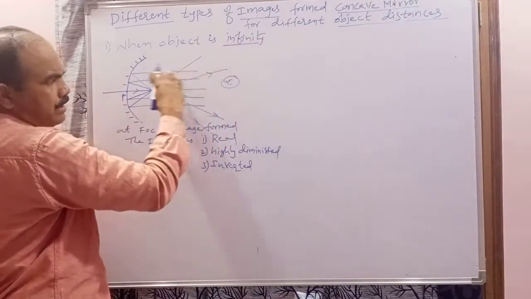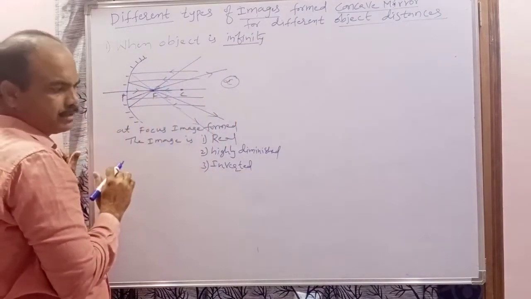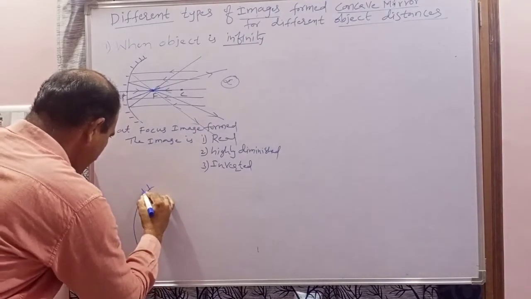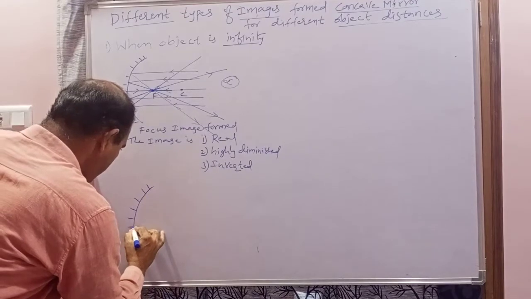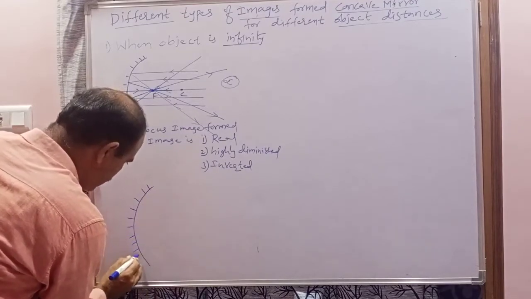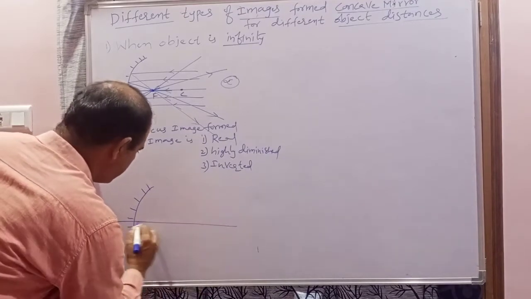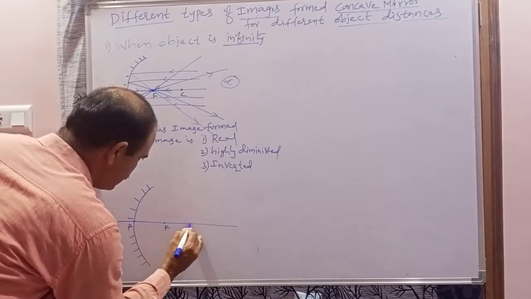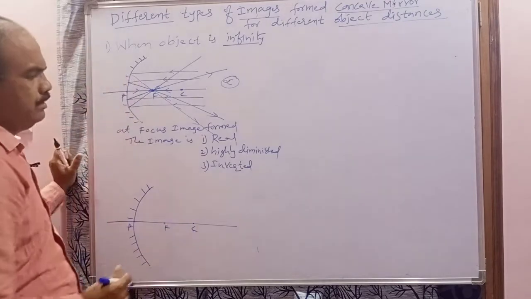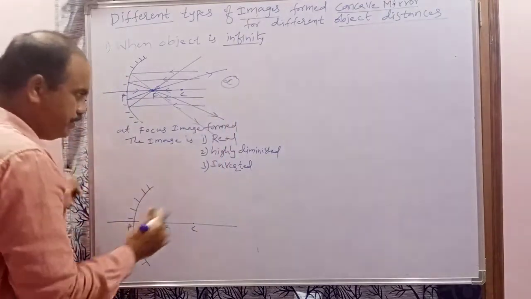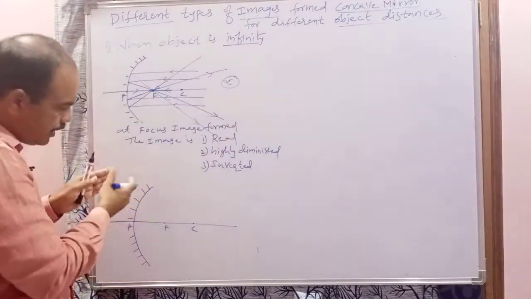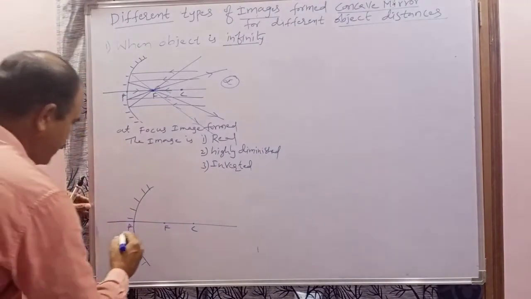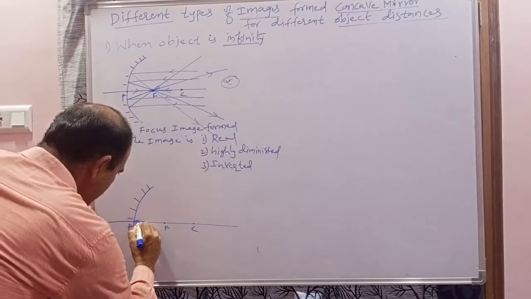So this is the first case, when the object is at infinity and the rays coming from the infinite object are parallel to each other and parallel to the principal axis. But sometimes the parallel beam of light is not parallel to the principal axis. If the object is at infinity, sometimes the rays are parallel to each other, but when they are incident on the concave mirror, they make some angle. For example, if the incident rays are incident like this.